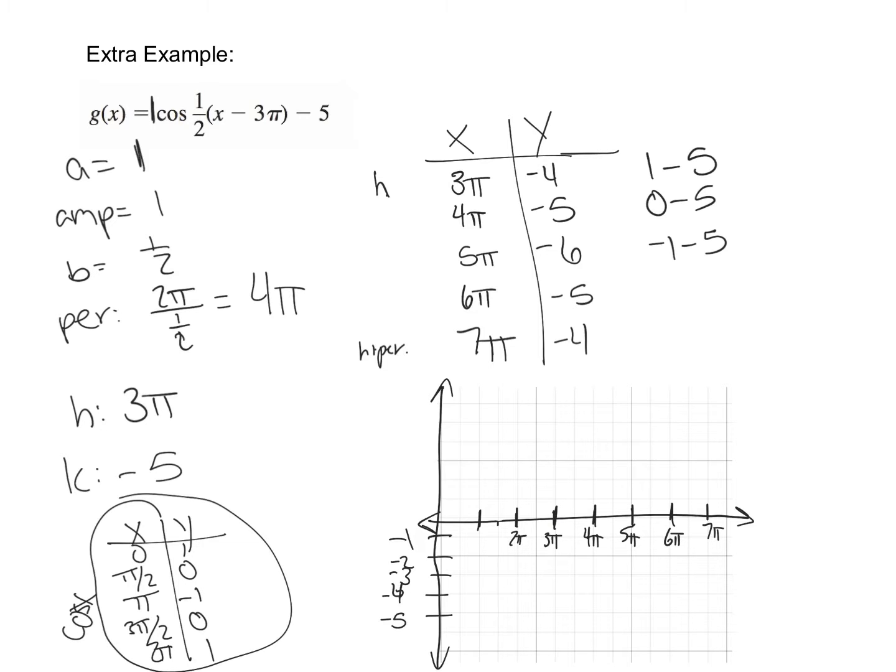Okay, now we can go ahead and graph. I'll do pink. I'm just trying to change the colors so they stand out. So at 3 pi, we're at -4. 4 pi, we're at -5. Oops, I should have gone all the way down to -6. That's my mistake. That's okay. Easy fix.